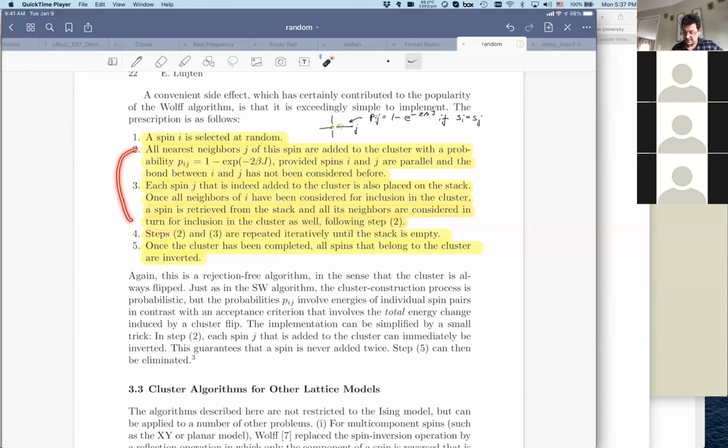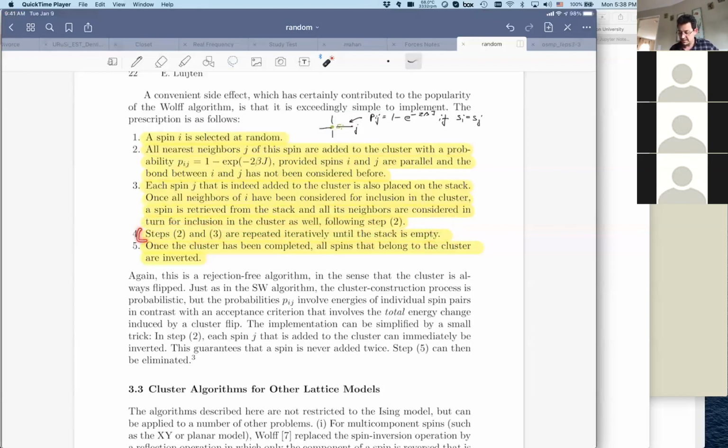So you see, the stack is basically just the way to remember which spins were visited in previous configuration and have not been considered before. So that we grow this cluster with time. Then steps 2 and 3 are repeated iteratively until the stack is empty.